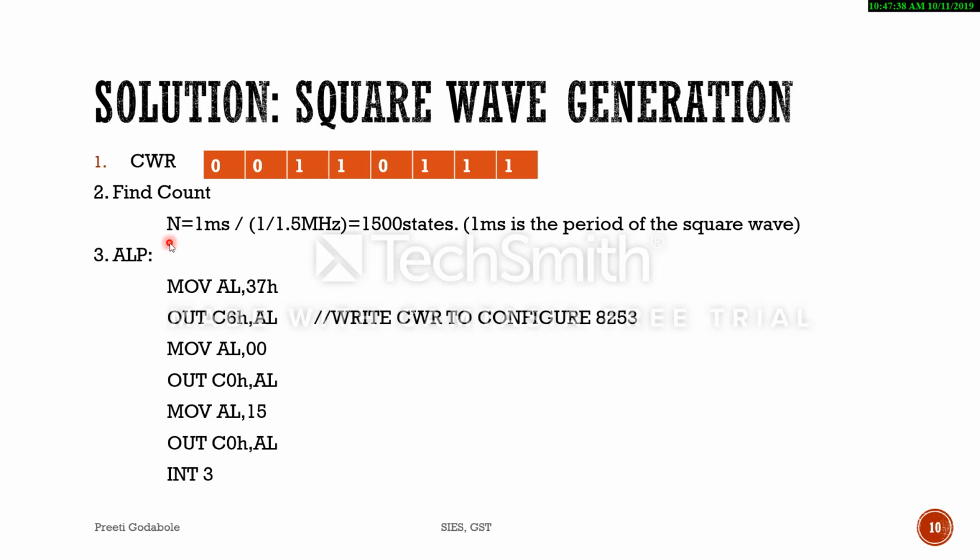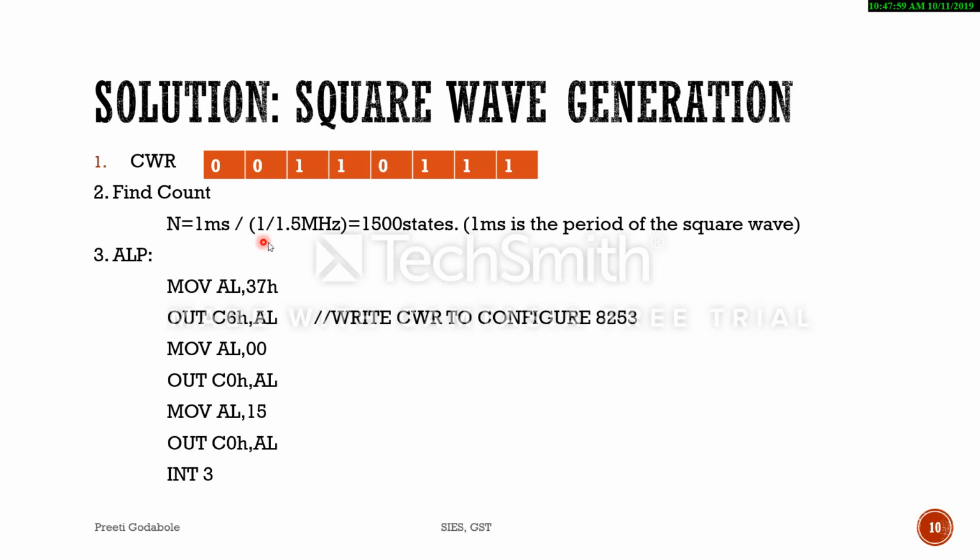So the value of the count can be determined as the ratio of the time period of the output wave to the time period of the input wave. Now, what is the time period of the input wave? It is the time period of the clock pulse that is given to 8253. The frequency of 8253 is quoted as 1.5 MHz.